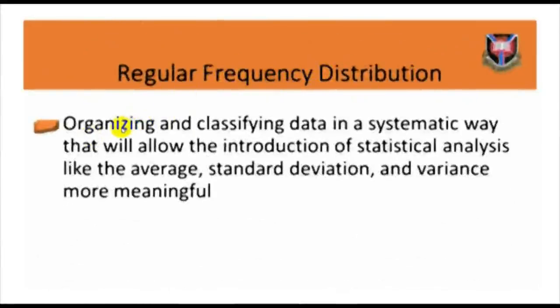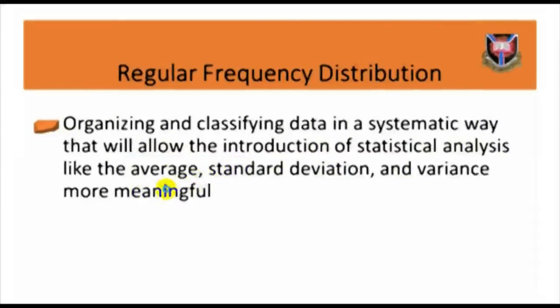Oftentimes, when research works are conducted by economists, educationists, psychologists, political scientists, or sociologists, the dependent variable of interest is measured and represented with numerical numbers. Each participant's score on the dependent variable is thus recorded, leaving the researcher with a mass of unordered data for the whole research participants. These data are of little or no meaning until they have been organized and classified in a systematic way that will allow the introduction of statistical analysis like the average, standard deviation, and variance.